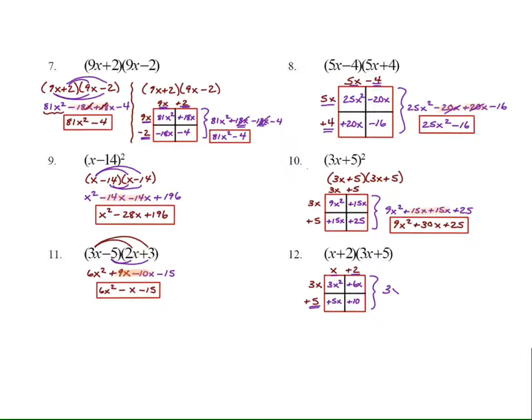Then I'm going to write all 4 terms out in order, and then see if any of those terms combine. So the positive 6x, positive 5x in the middle adds to positive 11x. My final answer is 3x squared plus 11x plus 10.